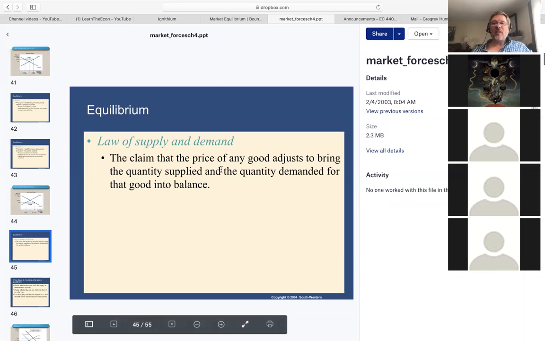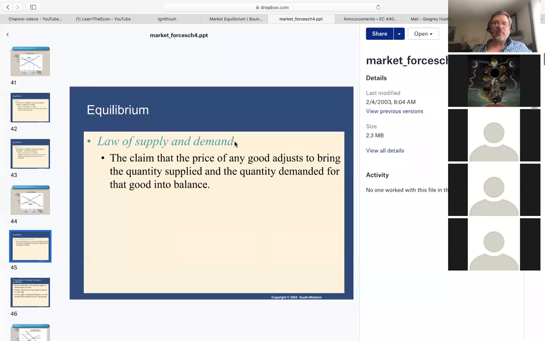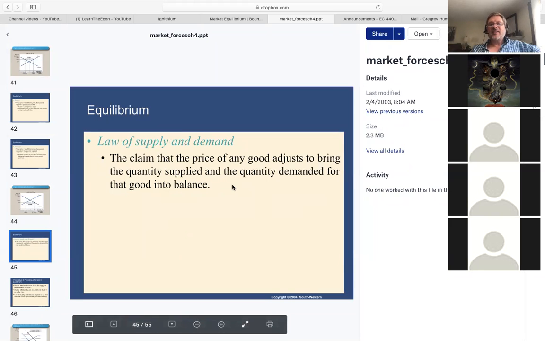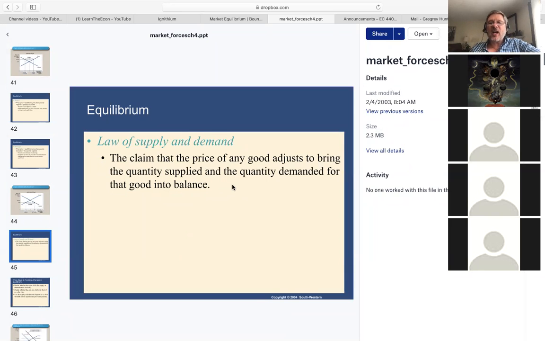And so a lot of times that's summarized by this law of supply and demand. And it's just this claim that the price of any good adjusts to bring the quantity supplied and the quantity demanded into balance. Notice again that those price pressure dynamics that we were talking about don't exist at the equilibrium price. There's no buyer or seller that's trying to trade that can't find somebody to trade with.